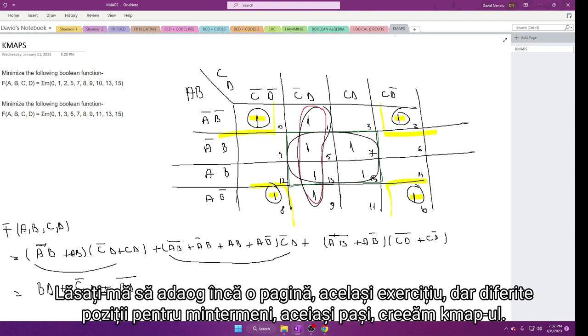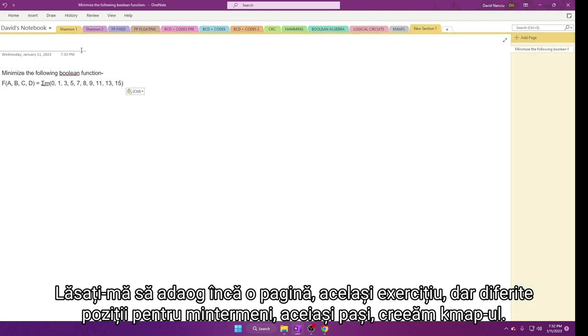Okay, great. Let me create one more page, and select this one. Copy it right here, and solve it together. Okay. Same exercise, but different positions for the minterms. Same steps, we create the k-map. Since the given Boolean expression has 4 variables, we draw a 4x4 k-map. We fill the cells in accordance with the given Boolean function indices, and then we form the groups in accordance with the above rules.